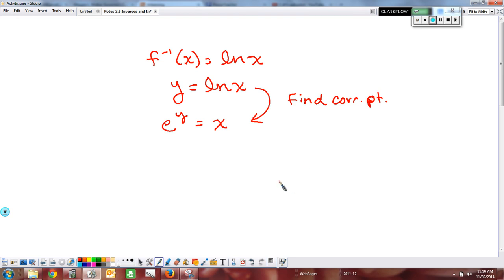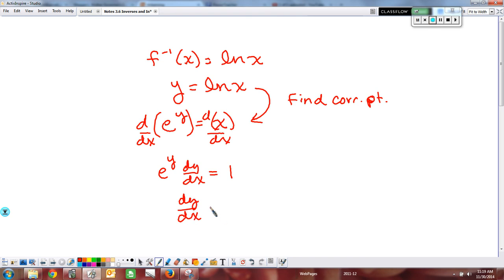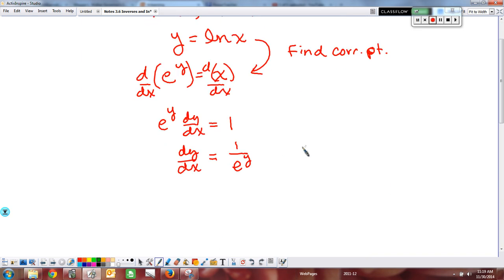I'm showing you another way to find the derivative of an inverse. We took the derivative of e to the y with respect to x, and then the derivative of x with respect to x, which gives us e to the y, dy dx equals 1. Then we solved for dy dx. And notice that as soon as I solve, because I'm dividing over to the other side, here's where we're getting the reciprocal part.